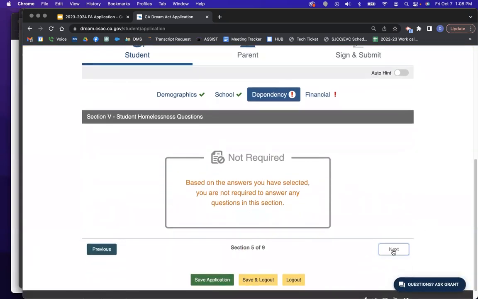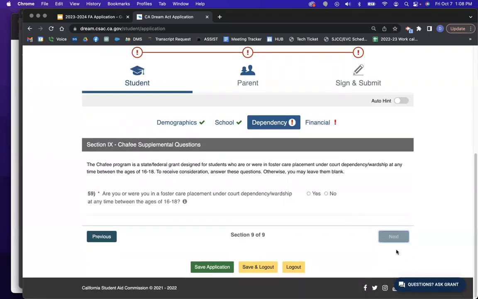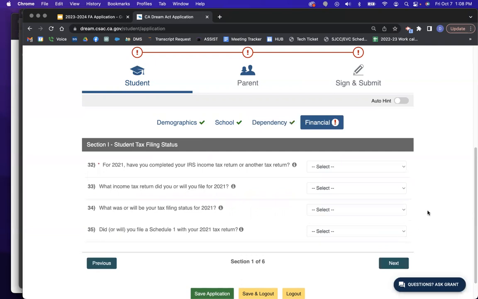All right. So because I said no, there are no additional questions being asked about that. Okay, perfect. So then there's another question here about foster care placement, because there are additional funds and resources available to anybody who was placed under foster care or court dependency or wardship at any time between the ages of 16 and 18. You would know if you are, and you would likely be asked for additional information later.